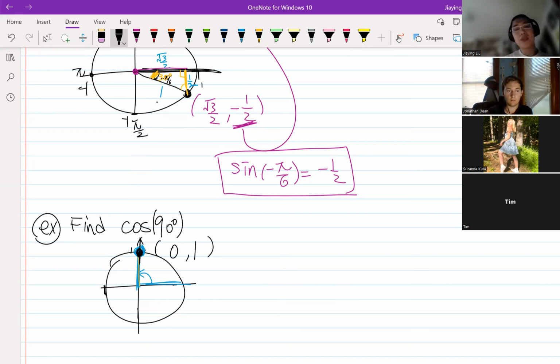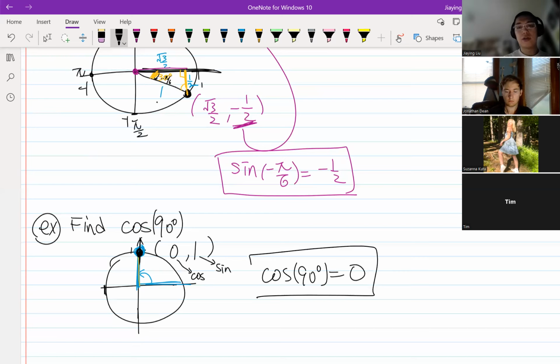So from here, we can find cosine 90, because cosine, remember, is the x. So the x coordinate is going to be cosine. The y coordinate is going to be sine. So cosine 90 equals 0. It's actually a lot faster because you don't have to worry about the special right triangles. Any questions?